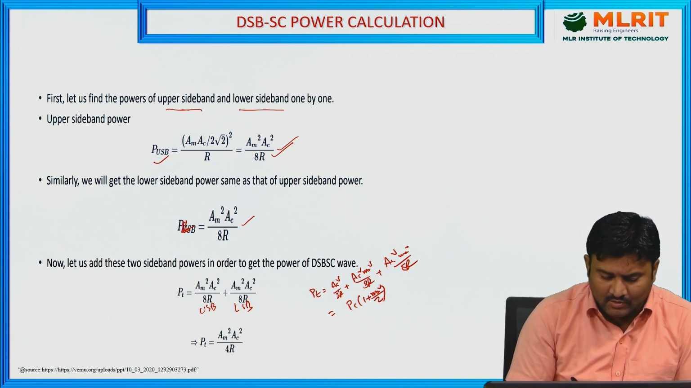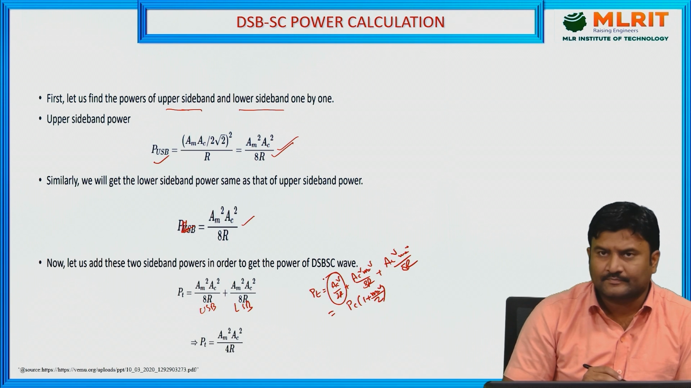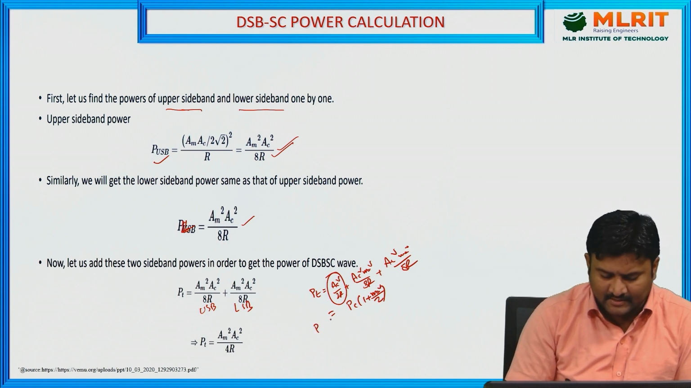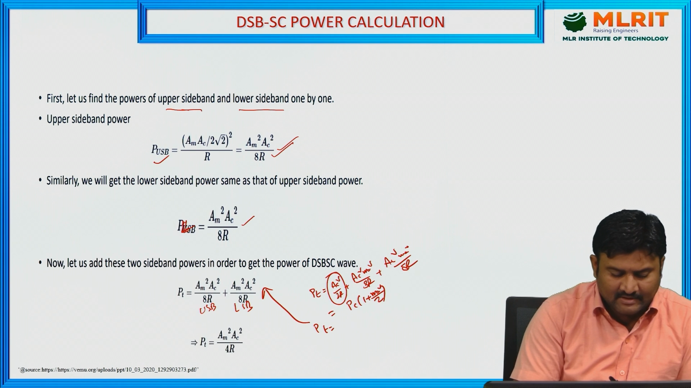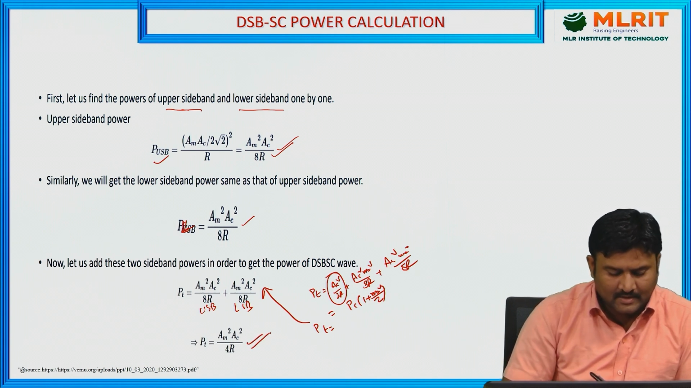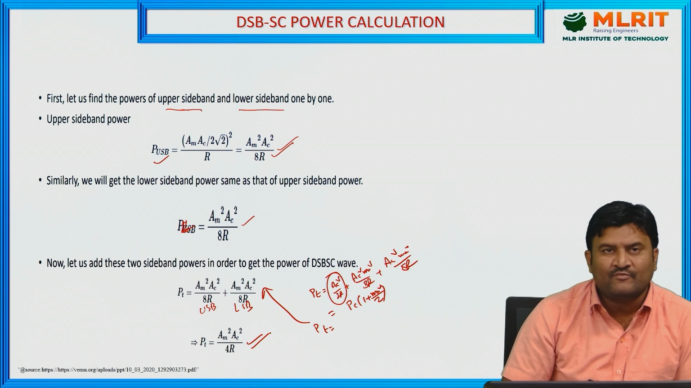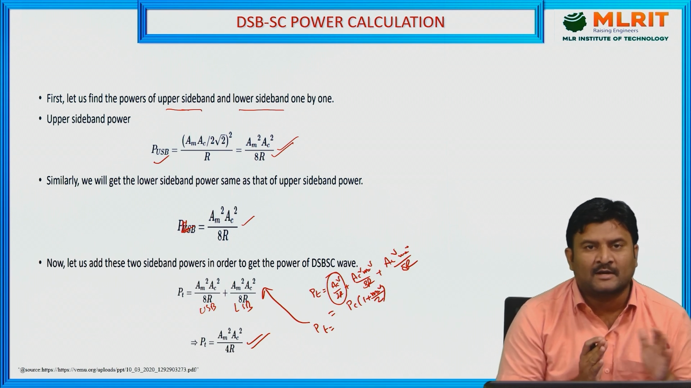Here there is no carrier in the case of DSB-SC. That's why PT is equal to what you have got? AM square AC square by 8R plus AM square AC square by 8R. Then the value is equal to AM square AC square by 4R. This is the total power of the DSB-SC.